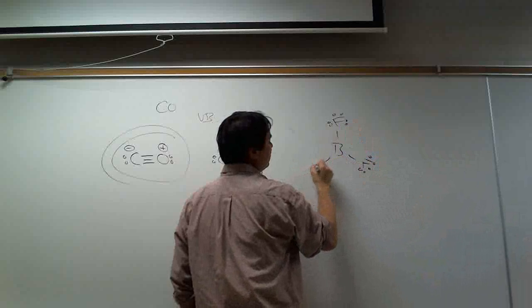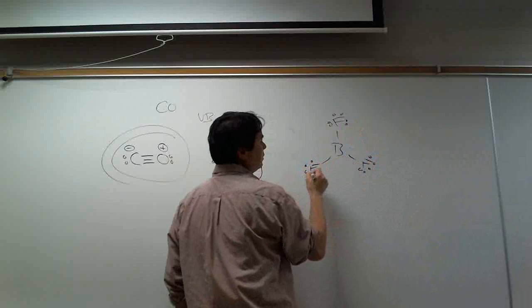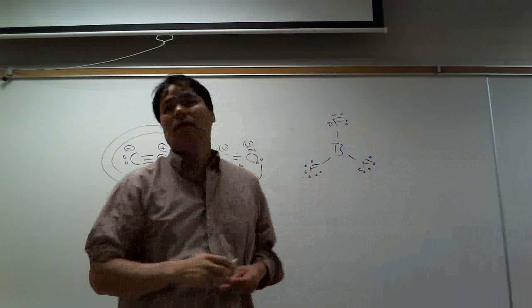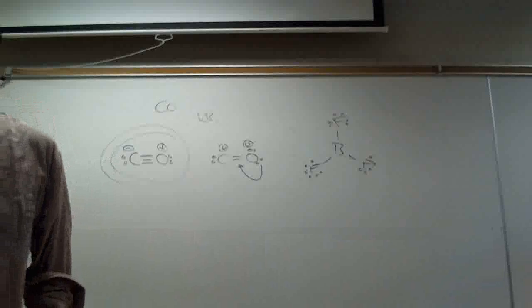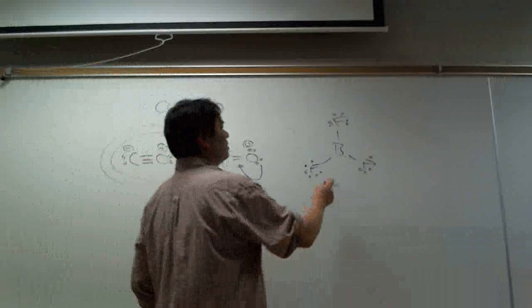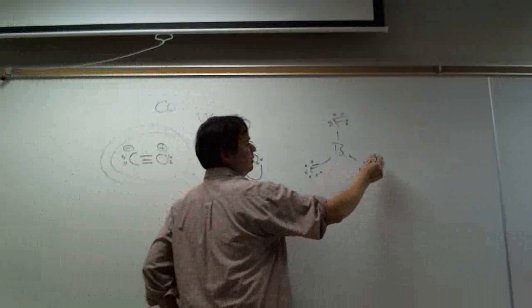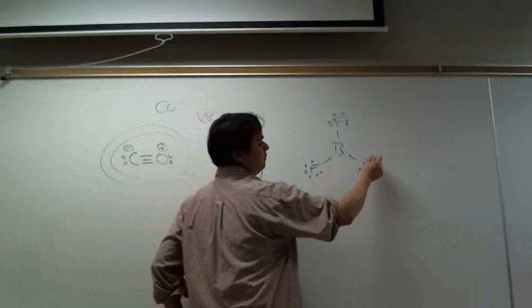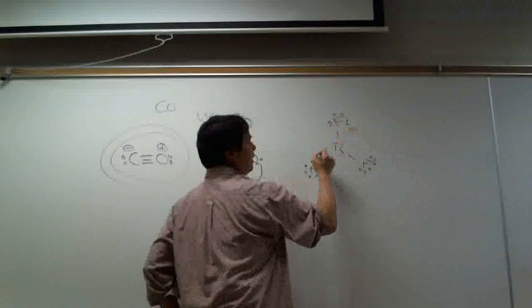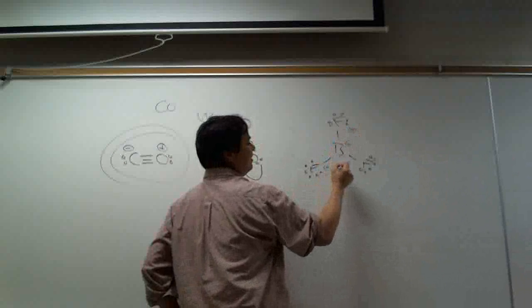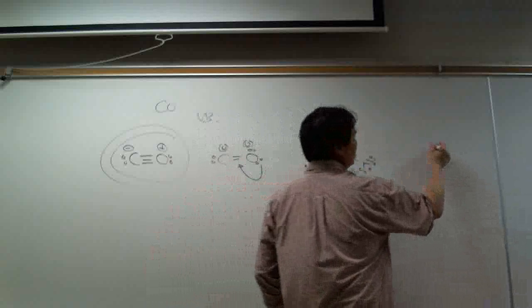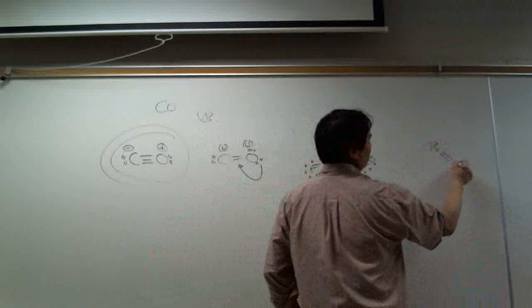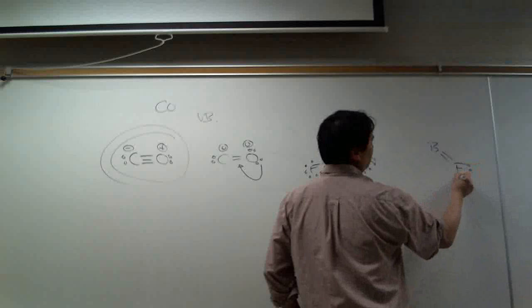Except for fluorine. What's more important here? Having the 0 formal charges like this and no octet, or fluorine giving up an electron to boron? Having the 0, because fluorine doesn't.